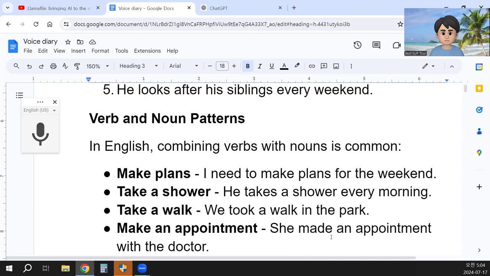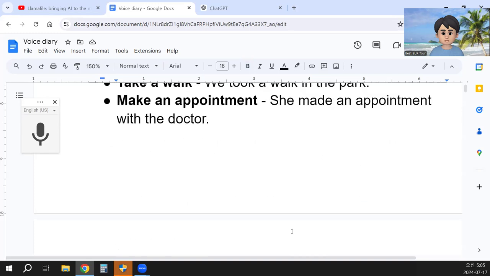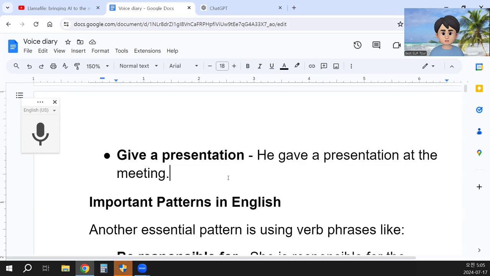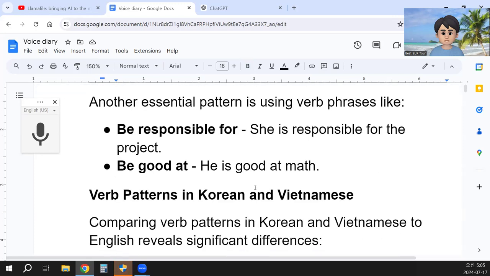Verb and noun patterns. In English grammar, combining verb and noun is common. Make friends, I need to make friends. Take a shower, he takes a shower every morning. Take a walk, we took a walk in the park. Make an appointment, she made an appointment with the doctor. Give a presentation, he gave a presentation at the meeting. Another essential pattern is using verb phrases like be responsible for, he is responsible for the project. Be good at, he is good at math.